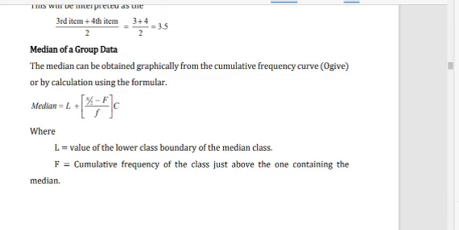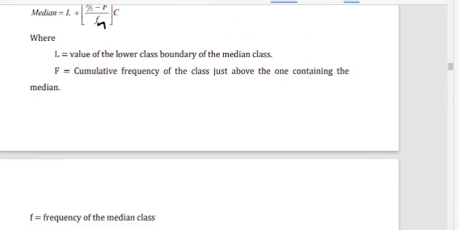So to calculate the median of grouped data, we use median equals L, where L is the lower class boundary of the median class, plus N, the number of frequencies divided by 2, minus the cumulative frequency before the median class, divided by the frequency of the median class, Fm, times the class interval.